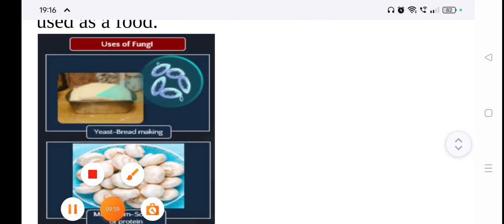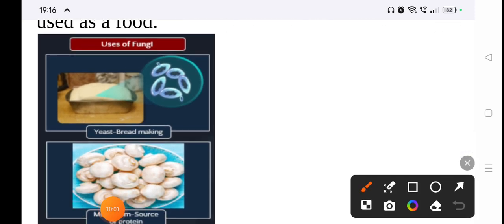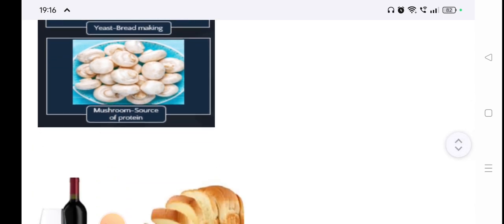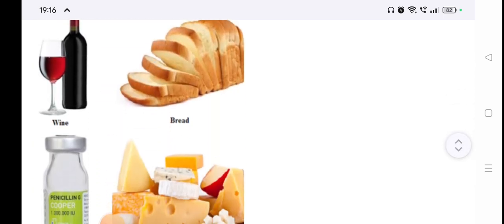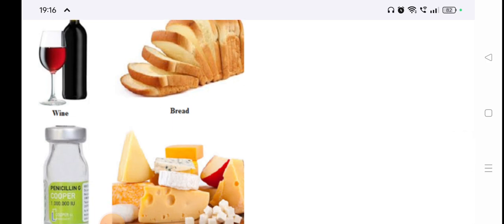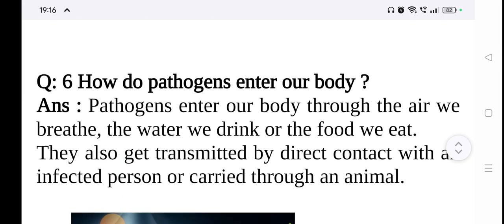See the uses of fungi. Pictures I have shown you. Yeast for bread making. These fungi are yeast and it's used in bread making. And mushroom, it's a source of protein. They are also used to make wine, bread, penicillin and cheese. Mushrooms also.